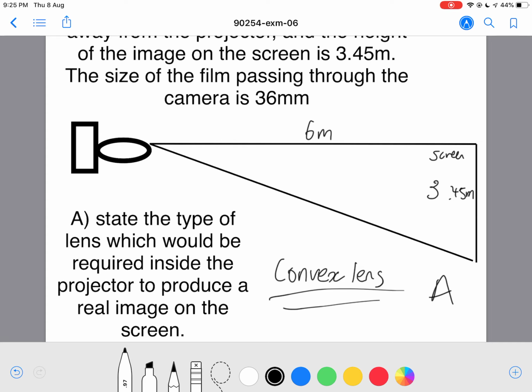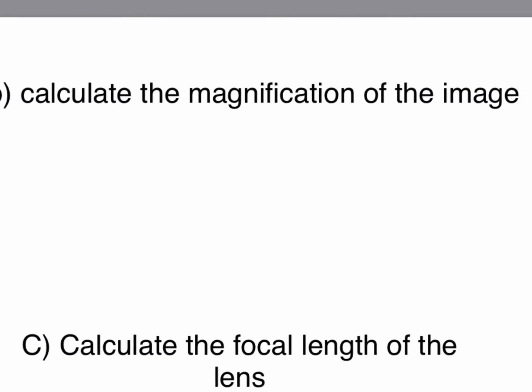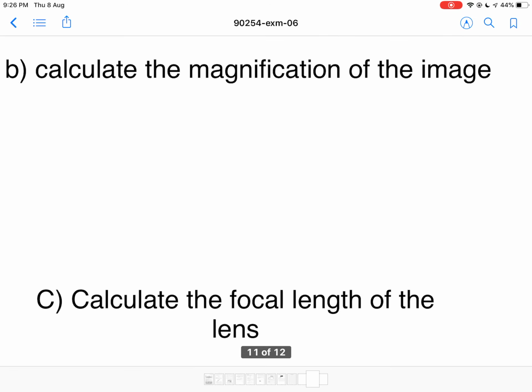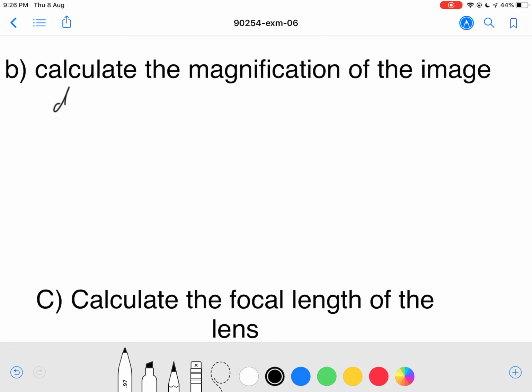And the image is actually displayed on the screen. So therefore you can say that the distance of the image to the lens is 6 meters. The only reason is that the image is projected on the screen, which means the image is in the same place as the screen. So the distance of the image to the projector is 6 meters. We'll note down that our DI equals 6 meters.